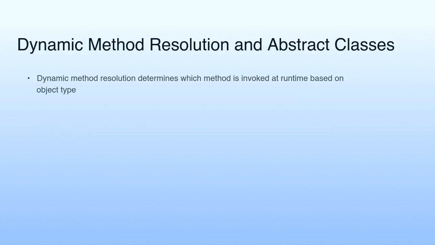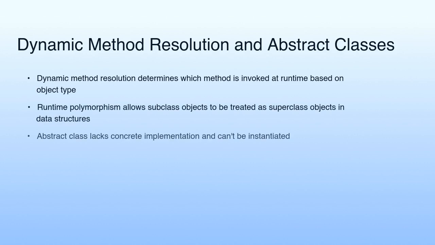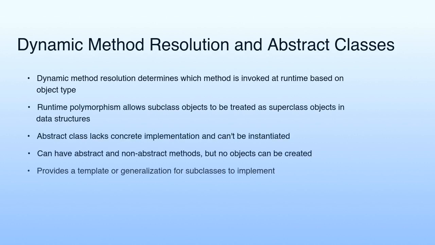Dynamic method resolution determines the appropriate method to invoke at runtime based on the object type, enabling runtime polymorphism where subclass objects can be treated as superclass objects in data structures.